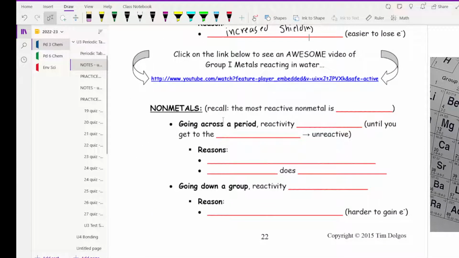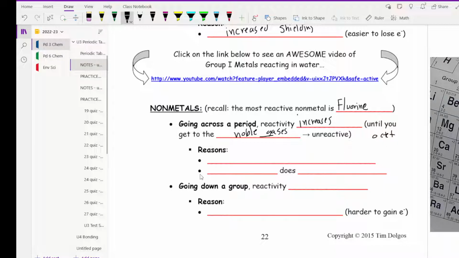All right, and we've seen this already. So nonmetals, just remember that those are on the top right. The most reactive nonmetal is fluorine. It reacts with almost everything. If you've ever seen Breaking Bad, you'll notice that hydrofluoric acid is mentioned right in there. Very reactive. Going across a period, reactivity increases in general. And then you get to the noble gases and something happens. Noble gases are non-reactive, so they're completely unreactive. And that is because of the octet.